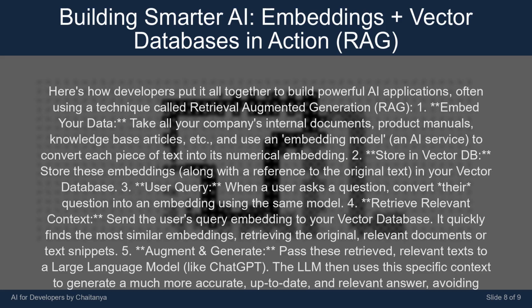Four, retrieve relevant context. Send the user's query embedding to your vector database. It quickly finds the most similar embeddings, retrieving the original, relevant documents or text snippets. Five, augment and generate. Pass these retrieved, relevant texts to a large language model, like ChatGPT. The LLM then uses this specific context to generate a much more accurate, up-to-date, and relevant answer, avoiding hallucinations and leveraging your private data. This is a game changer for building practical AI solutions.